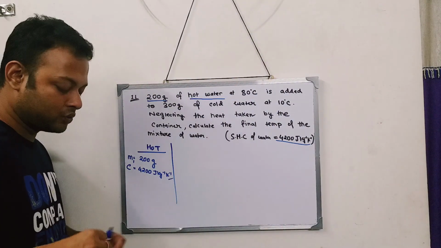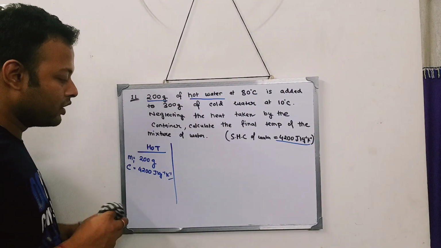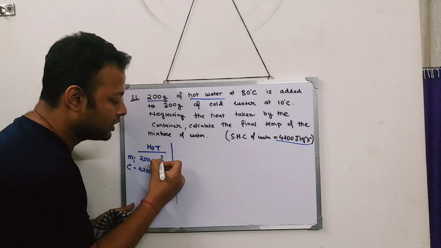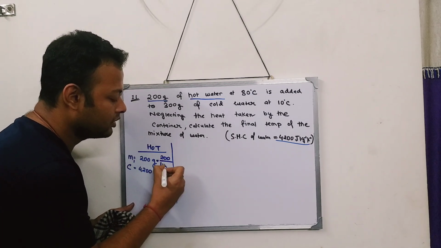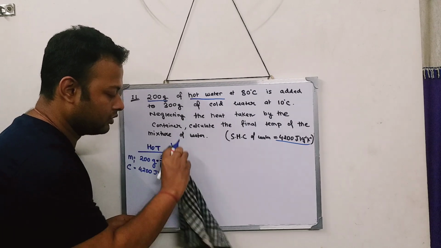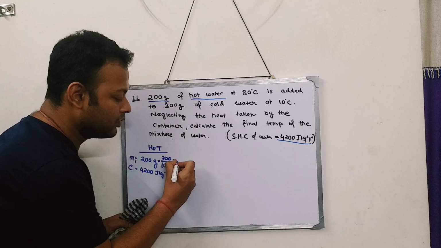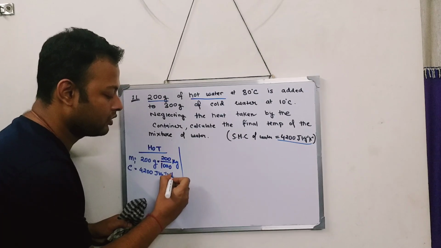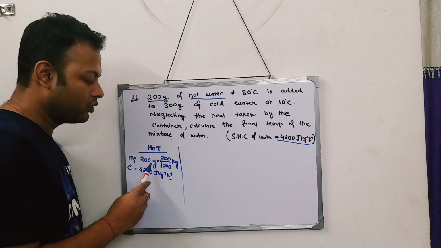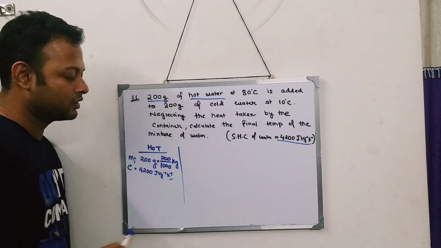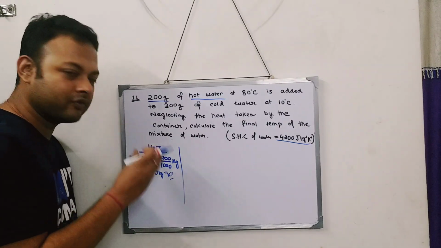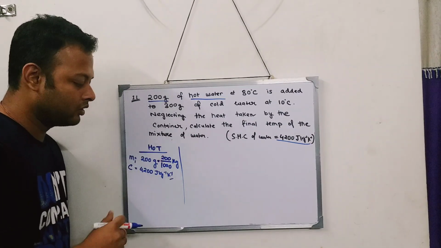So you have to change this 200 gram. 200 gram in kg becomes 200 by 1000 kg. So I converted 200 gram to kg. I think you know how to convert a gram into kg: divide by 1000. Now if you want, you can reduce it, but as of now it's better not to.